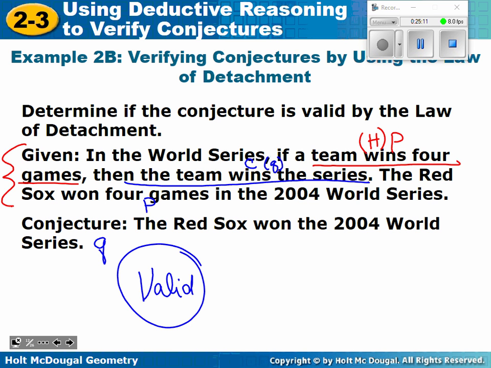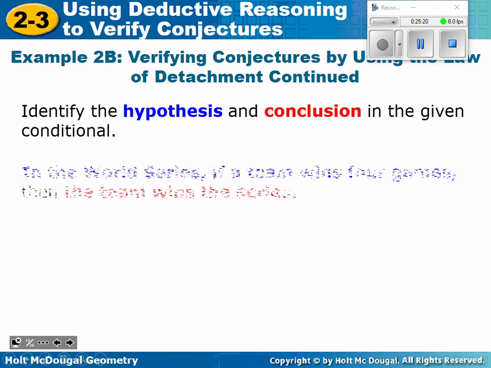Mind your P's and Q's. I like it, yes. Are we kind of getting it or still a little confused? Good? Okay. That's the law of detachment.